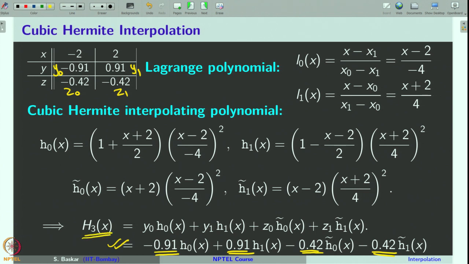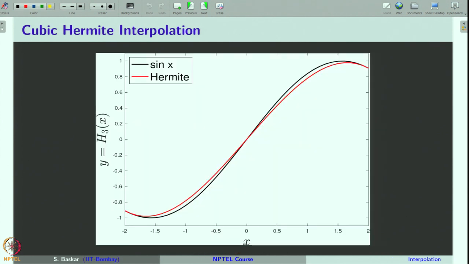Let us visualize H3, and in fact, these data are taken from the sine function with the x values taken in radians. Here, the black solid line represents the graph of the sine function, this one, and the red solid line, this one, is the graph of the Hermite polynomial H3 that we have constructed just now. Note that from the given nodes x0 and x1 with only the function values, we will get the interpolating polynomial of degree less than or equal to 1 from the Lagrange form or Newton's form. But here with two node points, we got a cubic interpolating polynomial.